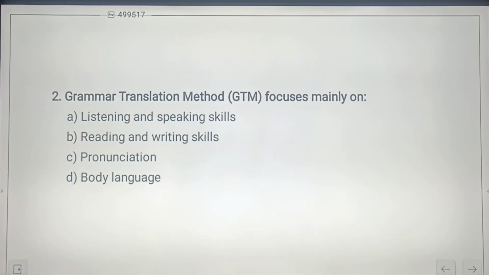Next, grammar translation method focuses mainly on A. Listening and speaking skills. B. Reading and writing skills. C. Pronunciation. D. Body language. The right answer is B. Reading and writing skills. Grammar translation method mainly focuses on reading and writing skills. Unfortunately, it neglects listening and speaking skills.